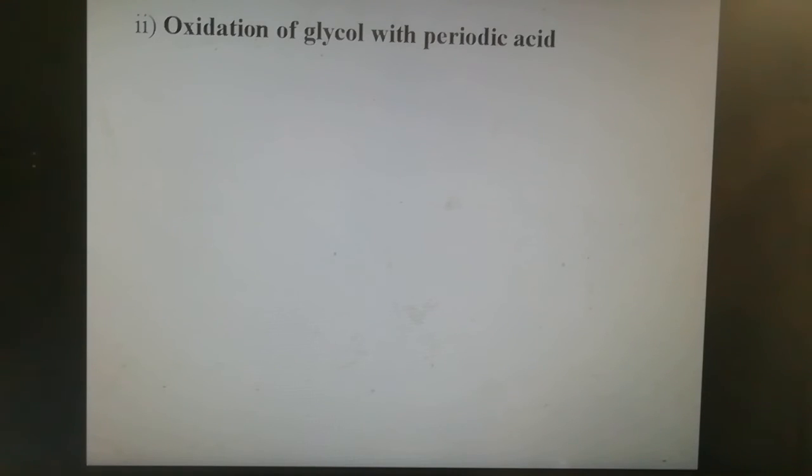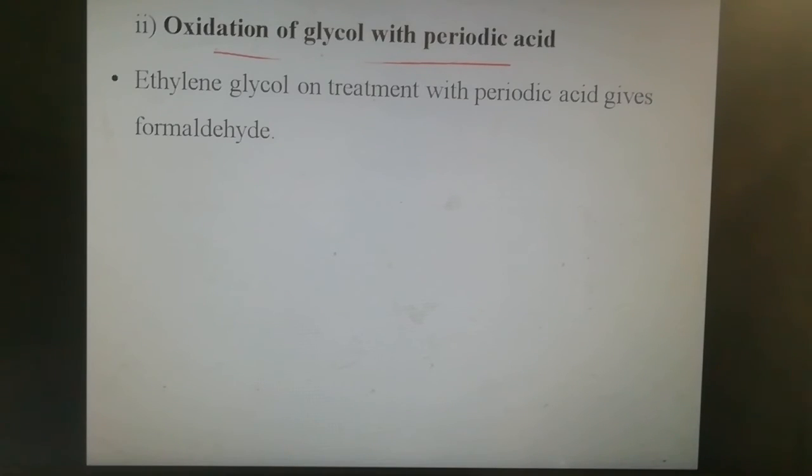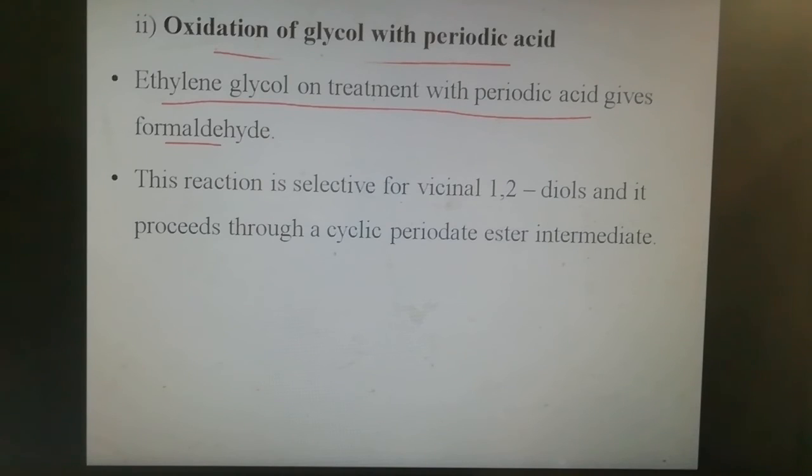Oxidation of glycol with periodic acid, HIO4. Ethylene glycol on treatment with periodic acid gives formaldehyde. In this reaction, periodic acid acts as the oxidizing agent. This oxidation reaction is selective for vicinal diols, where two hydroxyl groups are present on adjacent carbons, such as ethylene glycol.